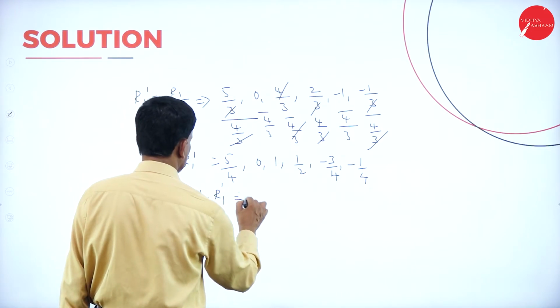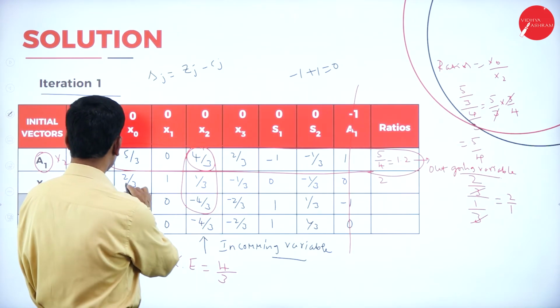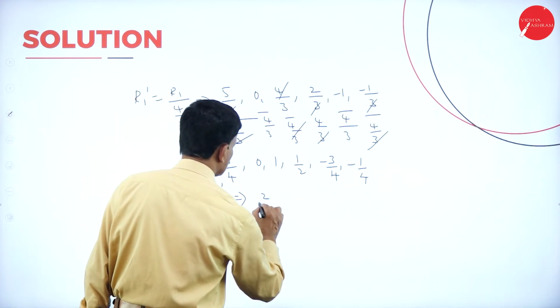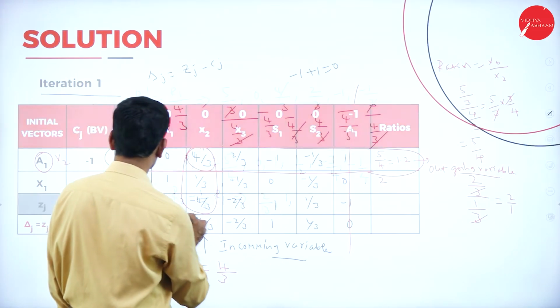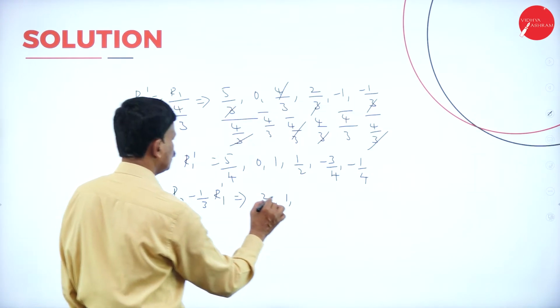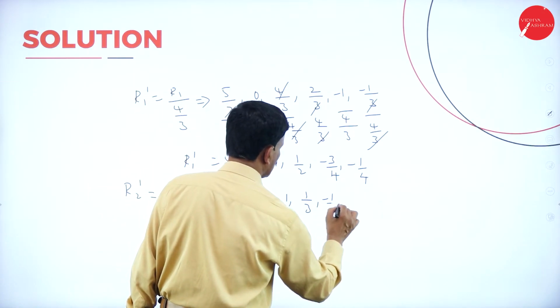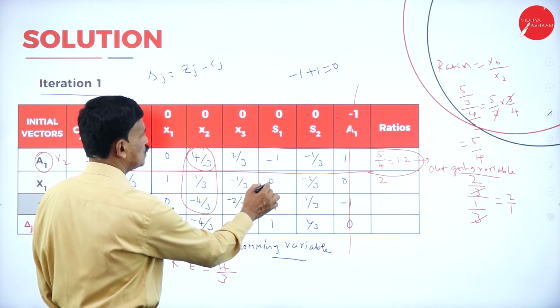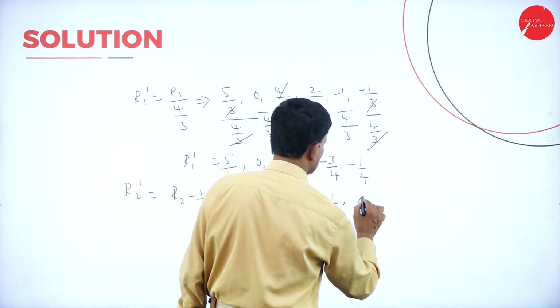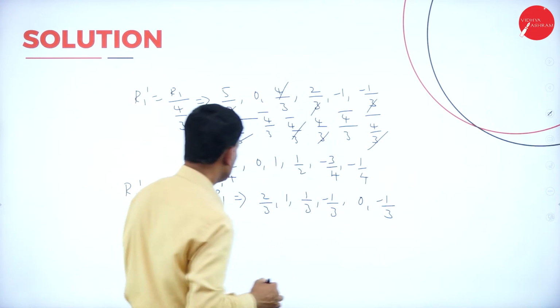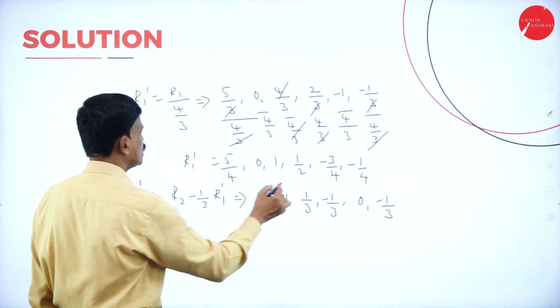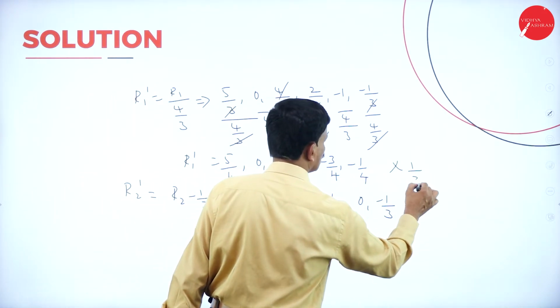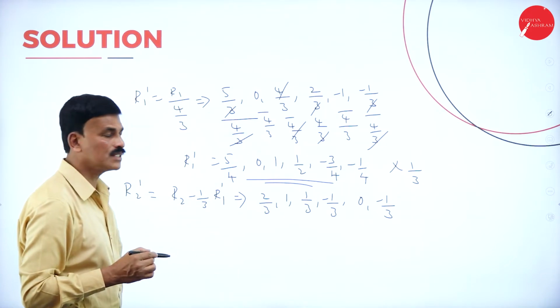So that is nothing but, let us write down the elements of r2. The elements are 2 by 3, 1, 1 by 3, minus 1 by 3, 1 by 3, minus 1 by 3, 1 by 3, minus 1 by 3, 0 and minus 1 by 3. These are the elements. Now multiply this with 1 by 3.